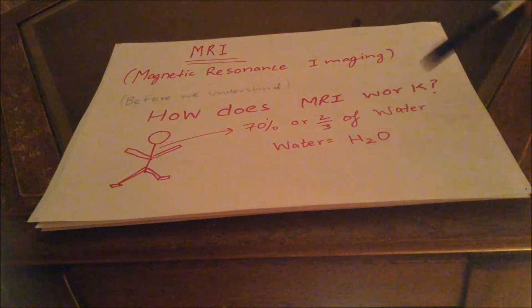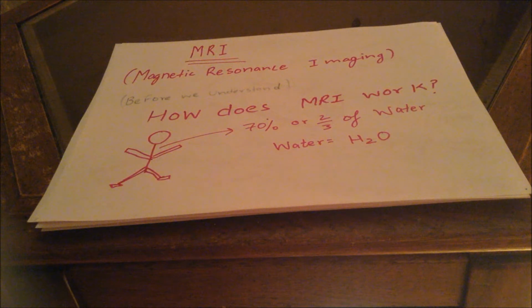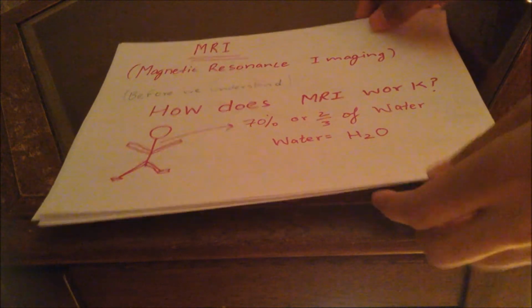Water is made of H2O. So 2 atoms of hydrogen and 1 atom of oxygen. So why do we need to know that? We need to know that because hydrogen atoms are the key components of producing 3D images. Basically, they interact with the magnetic fields produced by the superconducting magnets to produce those 3D images.